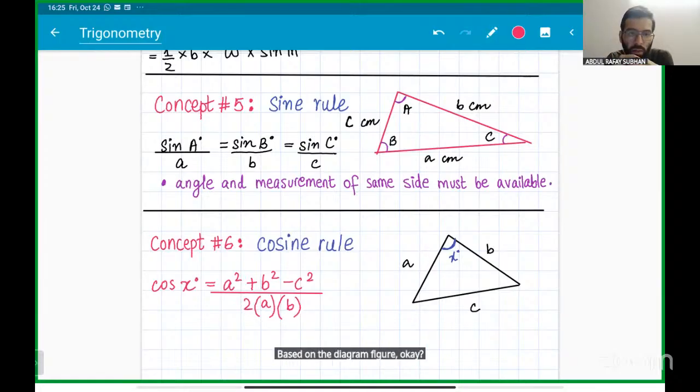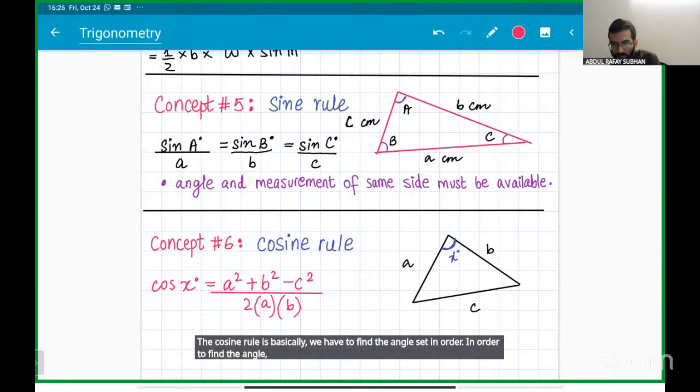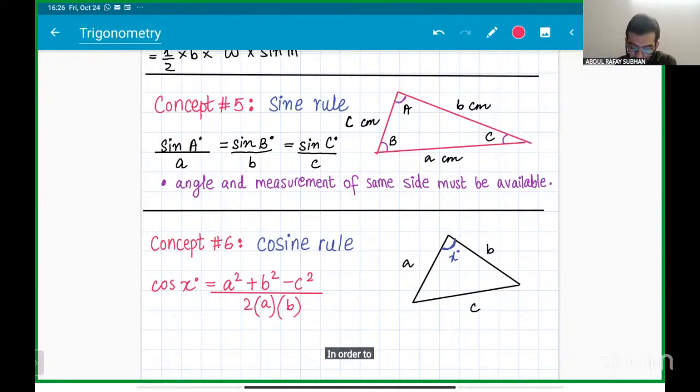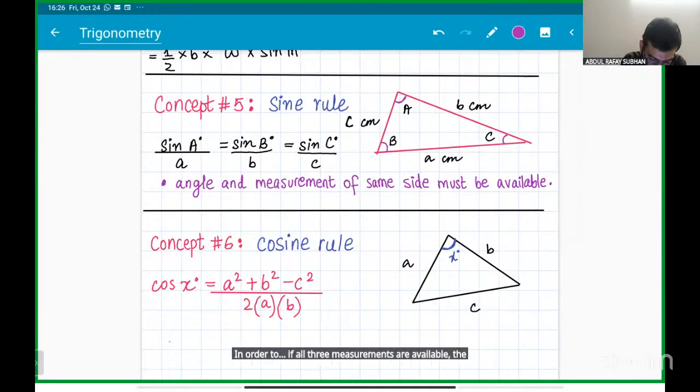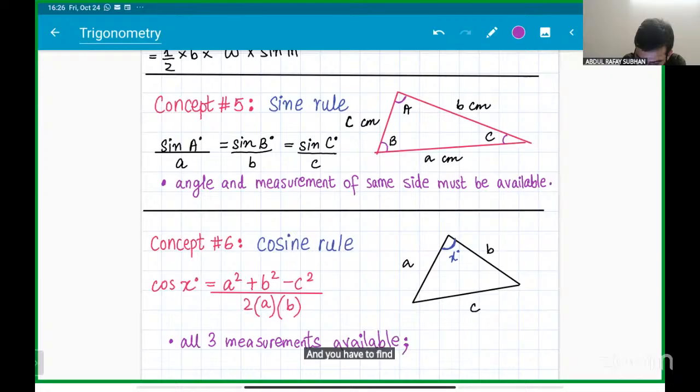Okay, what we need to understand is how we apply the cosine rule. The cosine rule is used when we have to find the angle. If all three measurements are available, you can apply the cosine rule. All three measurements available, and you have to find any angle, so the cosine rule can be applied. If all three measurements A, B, C are available and you have to find the angle, you can apply the cosine rule. Is everyone getting it?